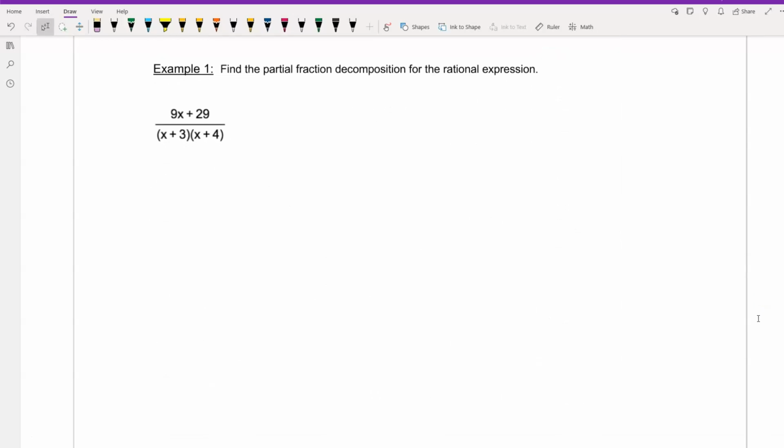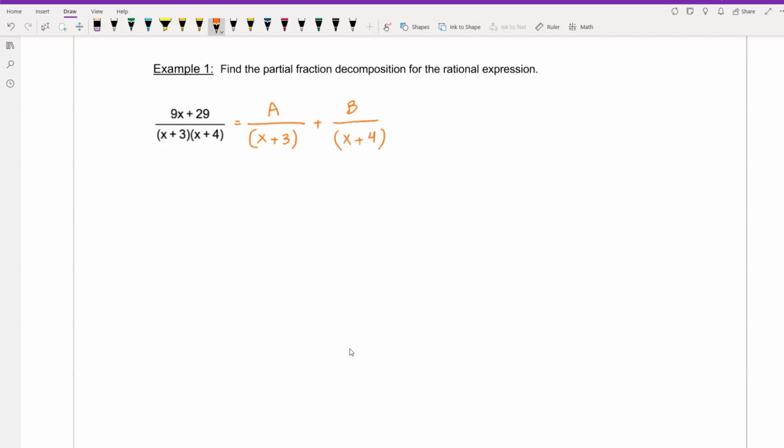Now example number 1, find the partial fraction decomposition for the rational expression 9x plus 29 divided by (x plus 3) times (x plus 4). This expression has distinct linear factors in the denominator. Write the expression as a sum of two fractions with denominators x plus 3 and x plus 4, and for the numerators I use A and B.